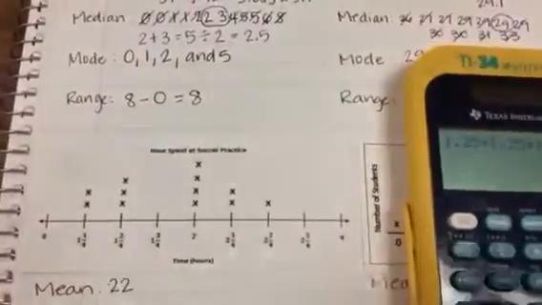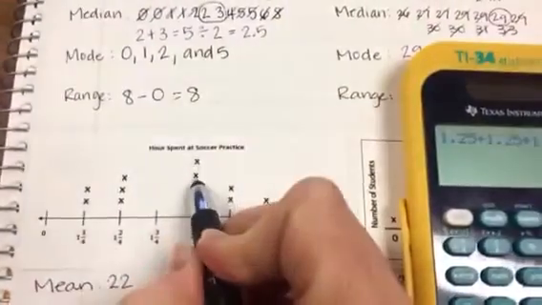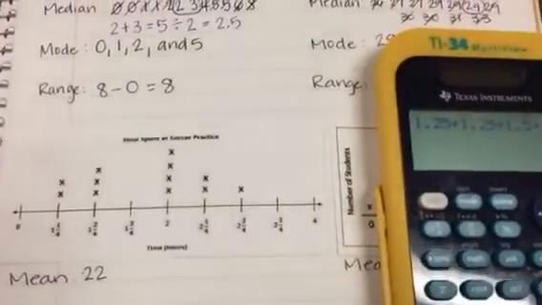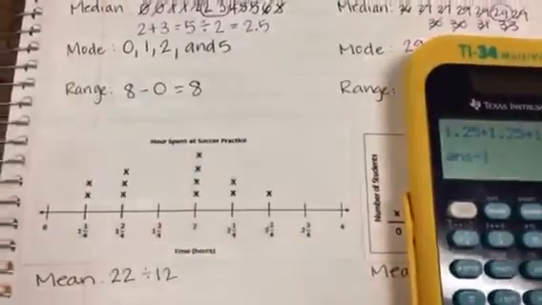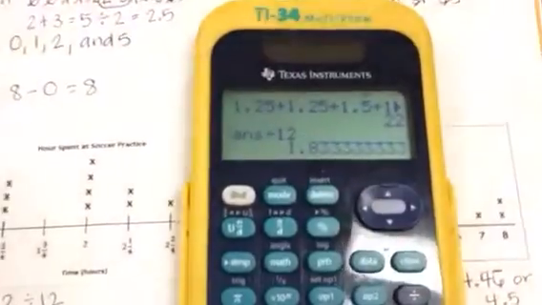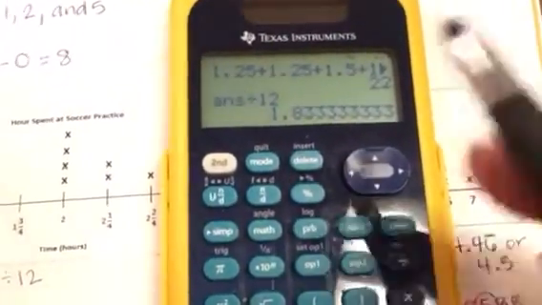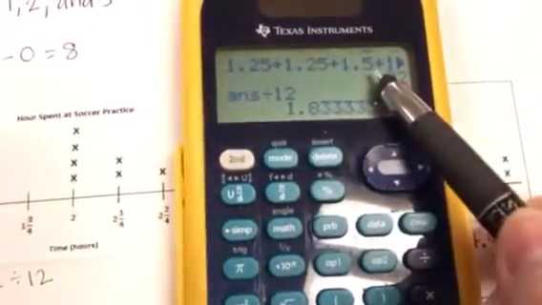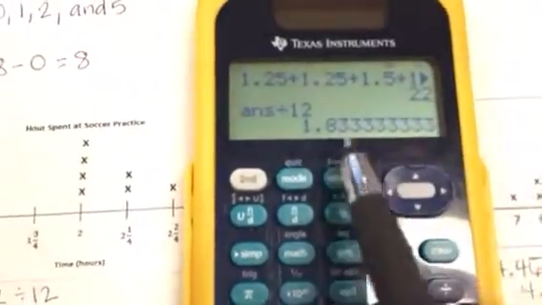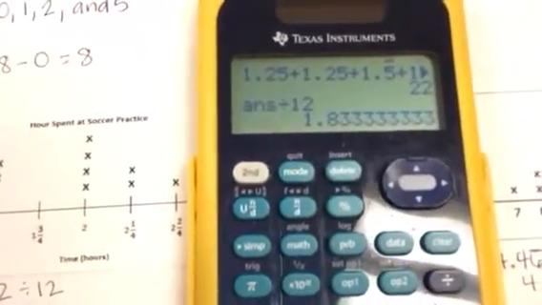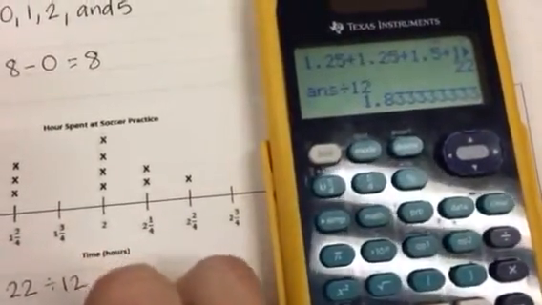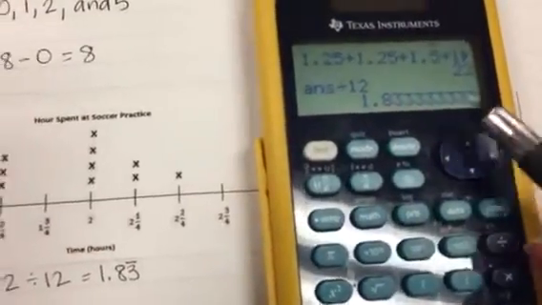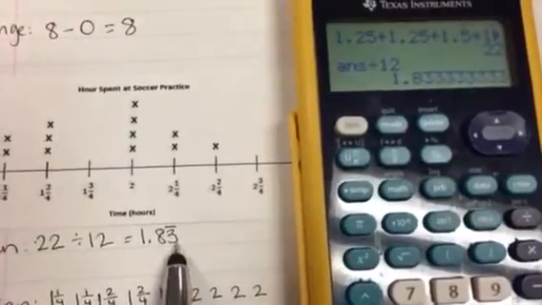Now, how many data points did I have? 1, 2, 3, 4, 5, 6, 7, 8, 9, 10, 11, 12. So that means I have 12 data points. So we're going to divide that by 12. Now I want you to watch what happens, because you have to be able to do this. Since I put my answer in decimal format, my calculator is going to give it back to me as an answer in decimal format. So it gives me 1.83. The 3 is a repeating decimal, so I wrote down a bar notation over my 3.